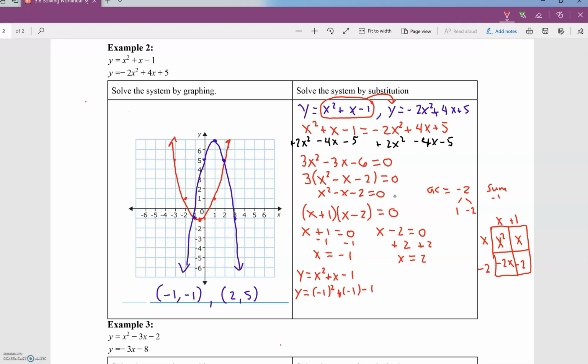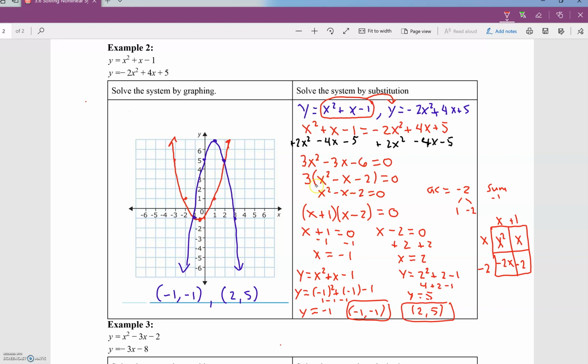Okay, so we have a 1. Take away a 1, take away a 1. That's y equals negative 1. So one of our solutions is -1, -1. Our other solution, when x is 2, plug in the 2. We get 4 plus 2, which is 6. Take away 1 is 5. So our second solution is the point 2, 5. Two solutions to the system of equations.